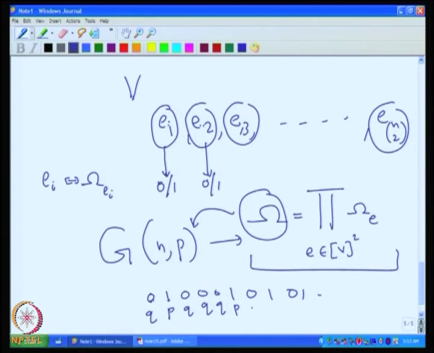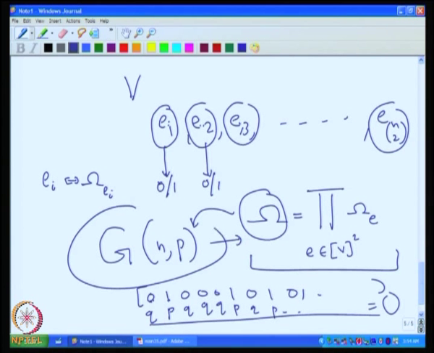So, this is P, this is Q, this is P, and so on. Finally, if you multiply these values, we will get a certain probability value that can be associated with this particular outcome as its probability value, right. So, this probability distribution is G(n,p).